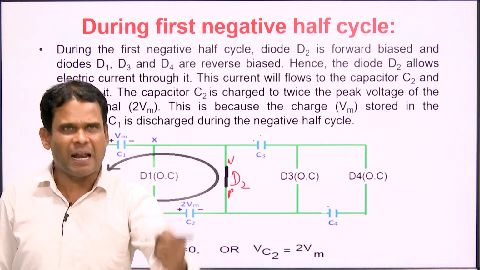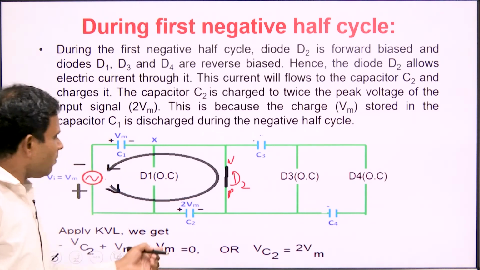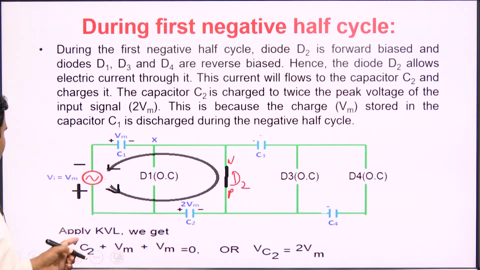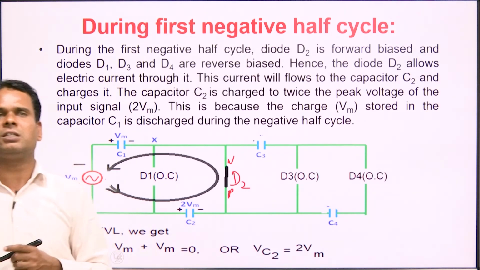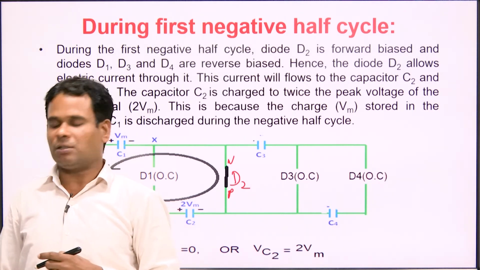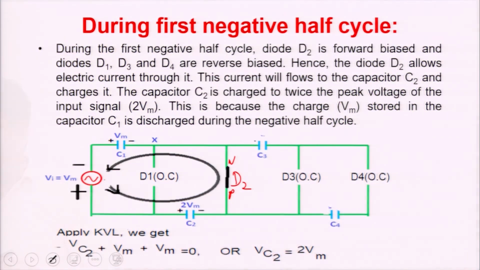If we apply the KVL, we also get 2Vm. Applying KVL, we get minus Vc2 plus 2Vm is equal to 0. This means Vc2 is equal to twice Vm. This means the capacitor C2 will get charged to twice Vm.